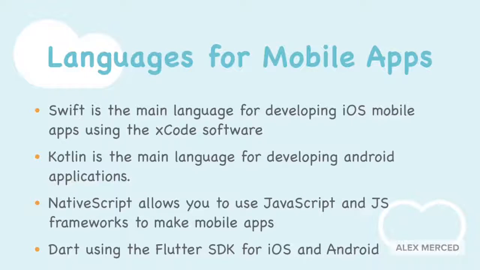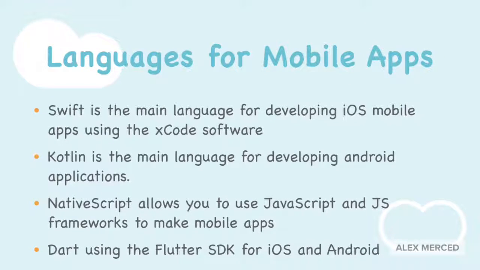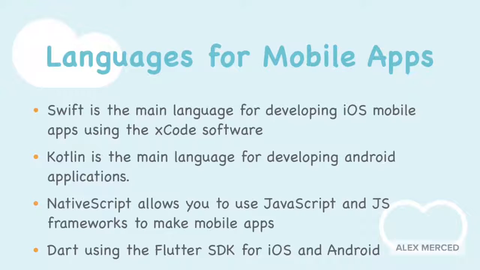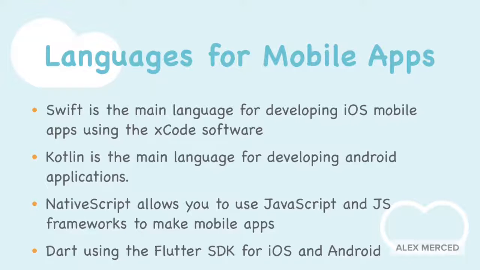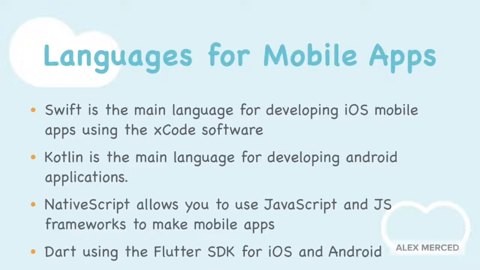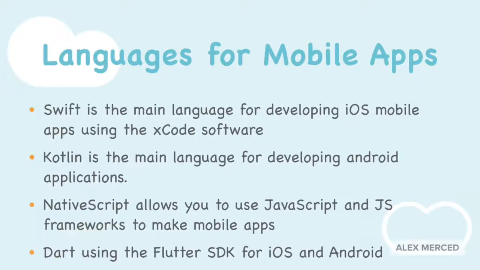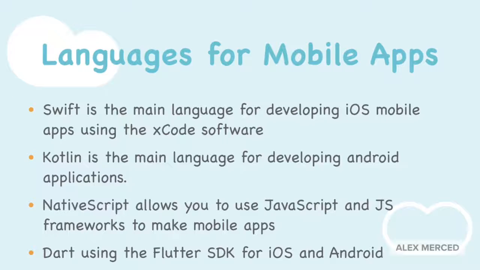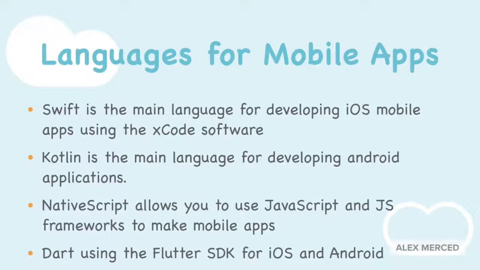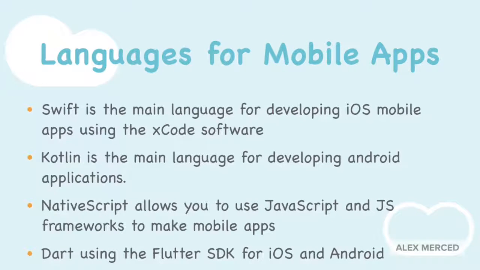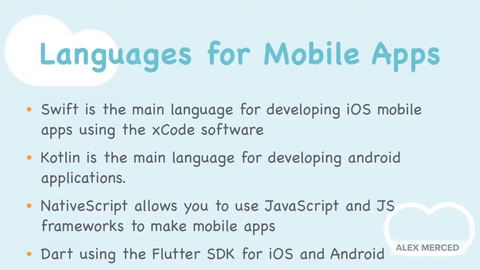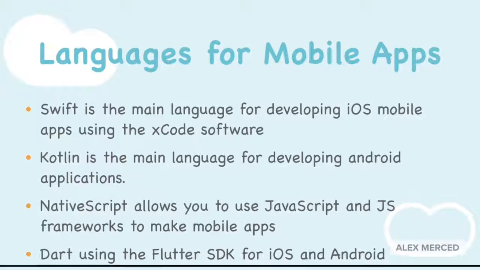Now, when it comes to creating native mobile applications, the main language for making iOS applications is Swift, which was a successor to Objective-C. And for Android, it's Kotlin. Now, there are other tools. You can use NativeScript, which allows you to make native mobile applications for Android and iOS using JavaScript and JavaScript frameworks. While Dart has an SDK called Flutter to make iOS and Android apps.